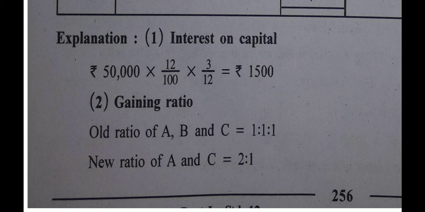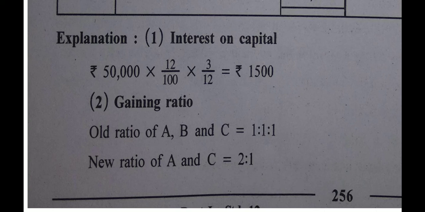Let me explain this in detail. 50,000 is the amount of capital. 12% interest is for 12 months. So 6,000 is the answer for 12% of 50,000. Now 6,000 is for a year.